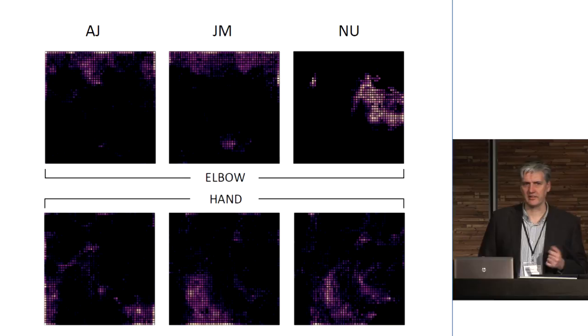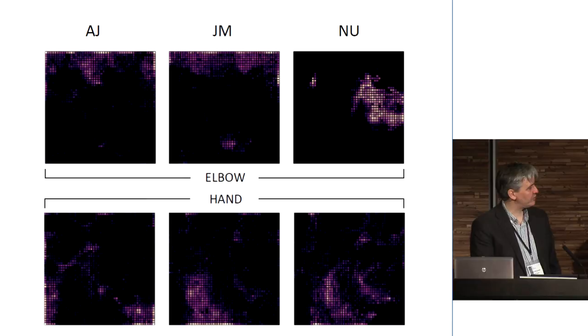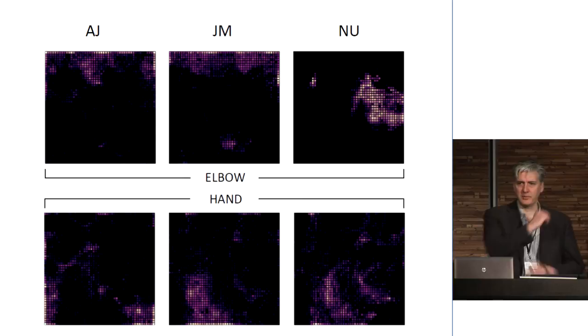You also find a larger amount of the space active. These don't look quite so good on the displays as on the screen, but there's a larger amount of the space filled in the hand motion than the elbow, because you have fewer degrees of freedom with your elbow than you do with your hand, so it's natural that you can generate more different gestures with your hand.